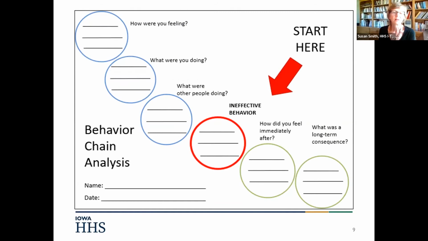So here is an example of the behavior chain analysis. This is a homemade version that I've made. Actually, I have various versions. I have one that has a larger number of circles on there. It was developed specifically for people who had a lot of early adversity in their life, sometimes trauma or a childhood that was less than desirable. So this is only one example.